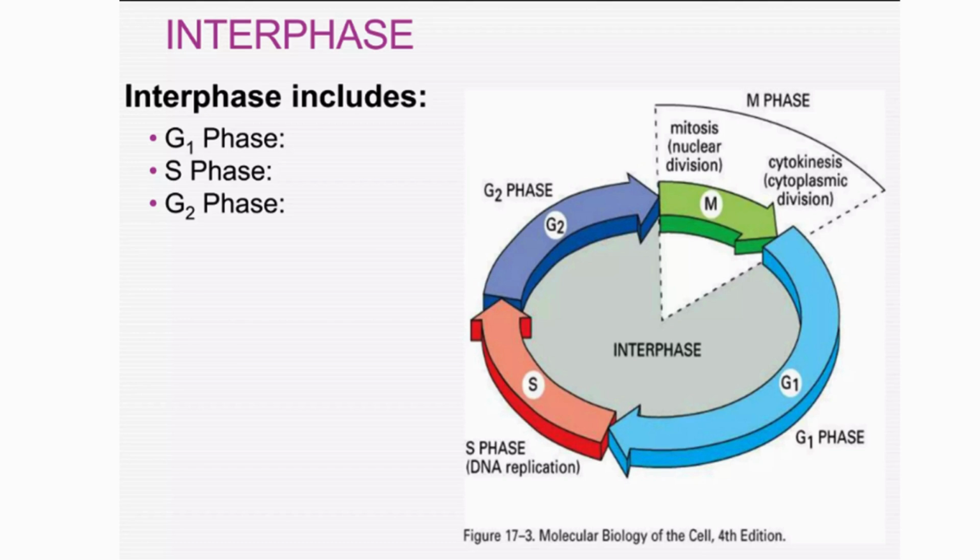Interphase is often mistakenly called the resting phase, but the cell is highly active metabolically. Its purpose is to duplicate all the necessary cellular components so that two genetically identical daughter cells can be produced during mitosis and subsequently cytokinesis. That's why interphase is divided into three subphases.